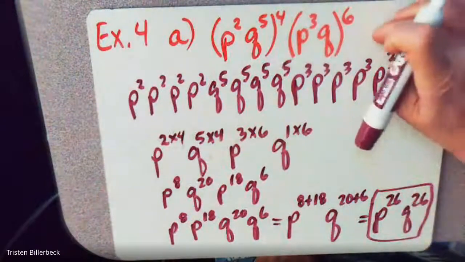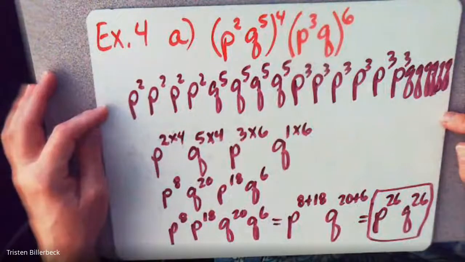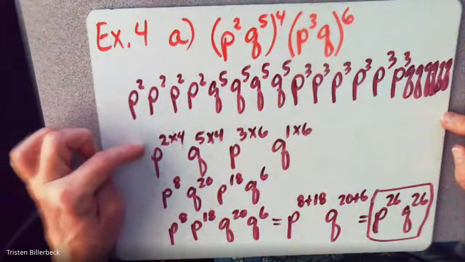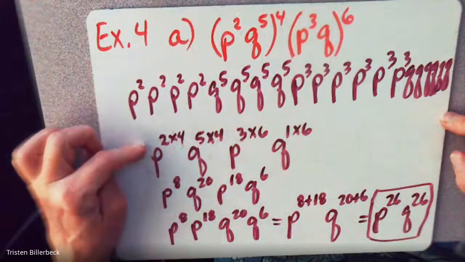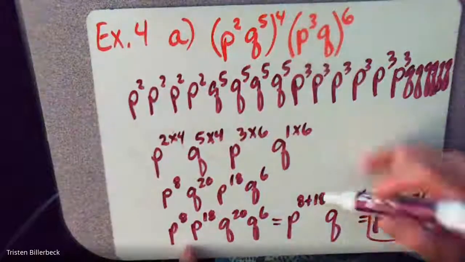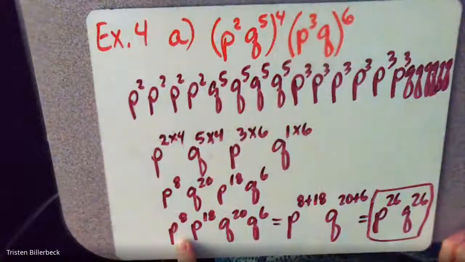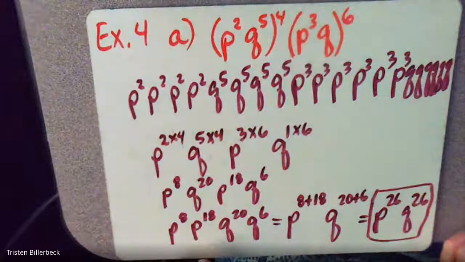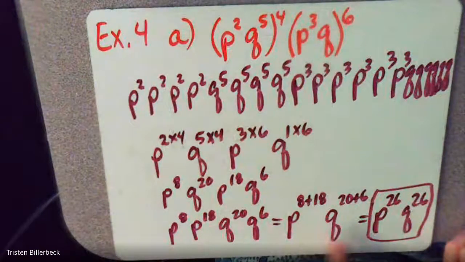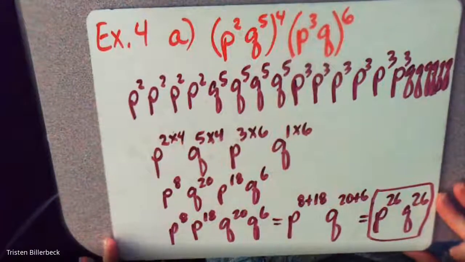Okay, so when we get a really tough one like that, it's really hard to expand it out. So these rules are going to help us out knowing when to multiply when we have an exponent out here, and when to add when we have a base with an exponent and a base with an exponent. Meaning I have 8 p's here, I have 18 p's here, so I want to add them together to find that I have 26 p's. I have 20 q's here, 6 q's here, and so when I add them together, I get 26 q's.